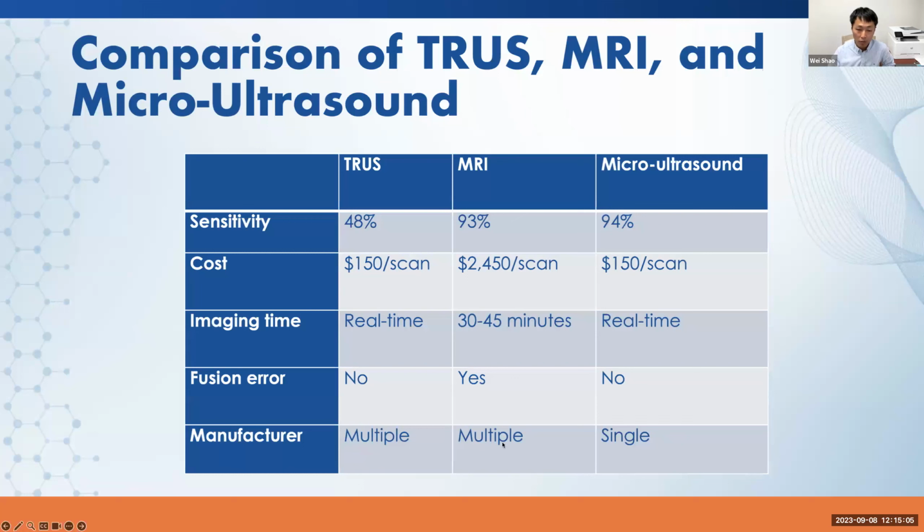But for MRI, ultrasound, conventional ultrasound, you have multiple vendors, and a model trained on one vendor may not be directly applied. Very often, you won't be able to directly apply those models to another vendor.